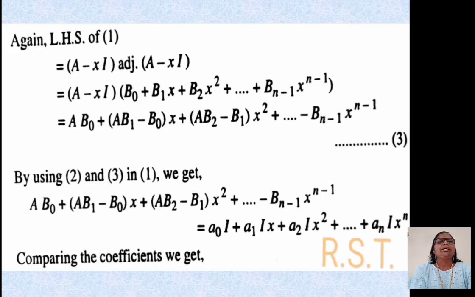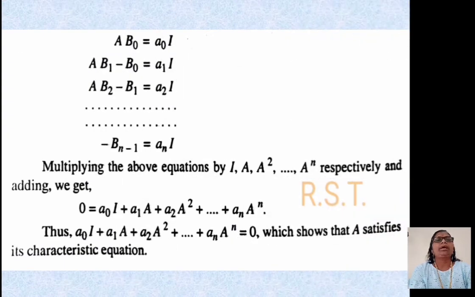Now comparing the coefficients. Comparing the coefficients means here we have to compare first the constants on both sides. Then comparing like powers of x, that is comparing powers of x raised to 1 on both sides, and then compare powers of x raised to 2 on both sides, and so on. So comparing the coefficients, we get equations as AB0 equal to a0 into I. This term comes from comparing constants from both sides of the above equation.